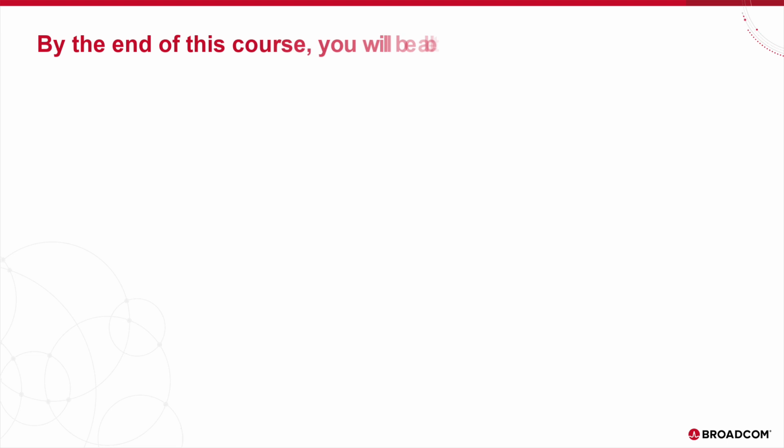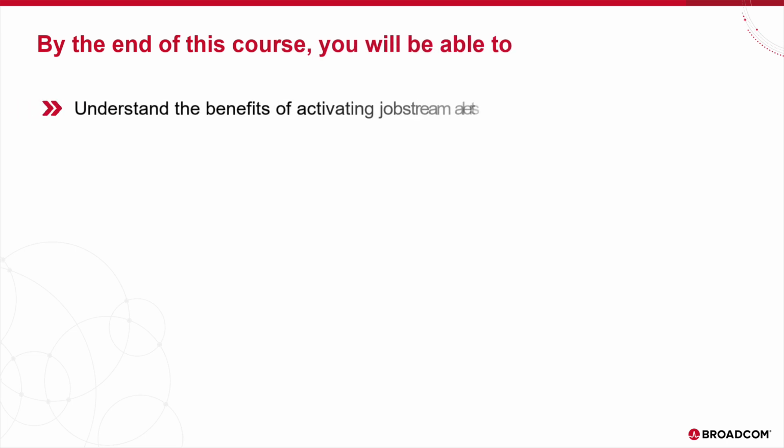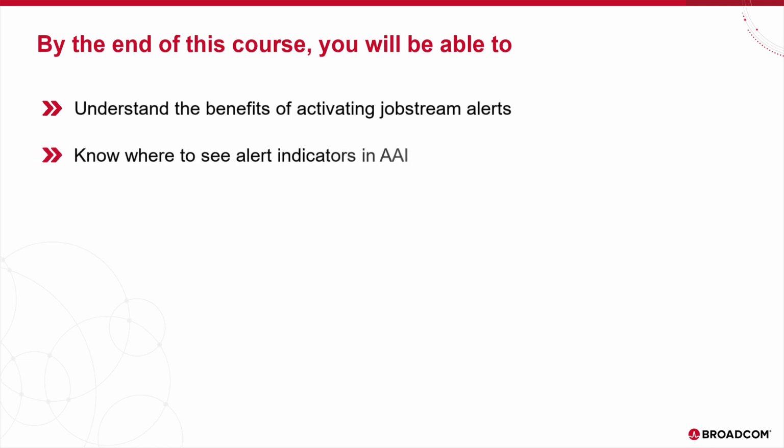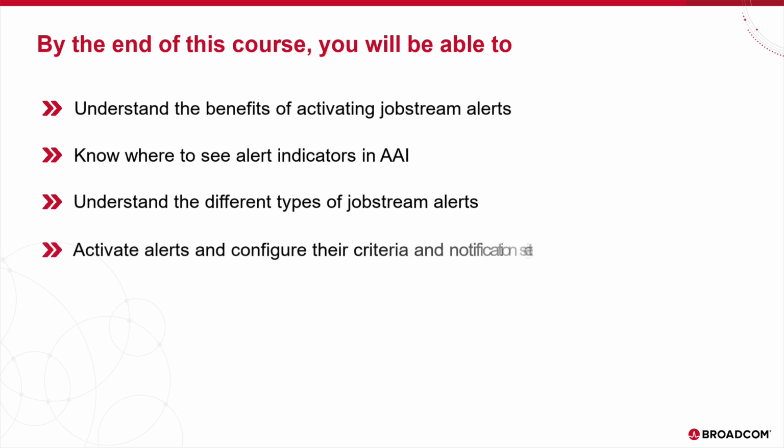By the end of this video, you will be able to understand how activating Jobstream Alerts helps you monitor and manage your job streams. Know where to see alert indicators in AAI. Understand the categories and the different types of Jobstream Alerts. And activate alert types, configure their criteria and notification settings.